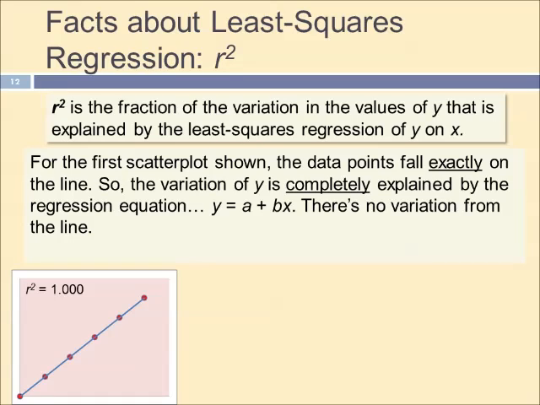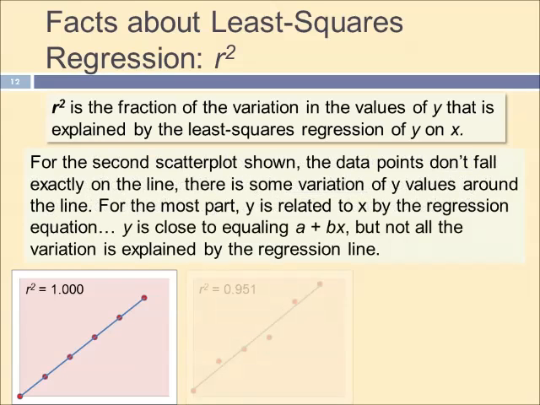So, for r squared, notice in the first scatter plot the data points fall exactly on the line. So the variation of y is completely explained by the regression equation y equals a plus bx. There's no variation from the line.